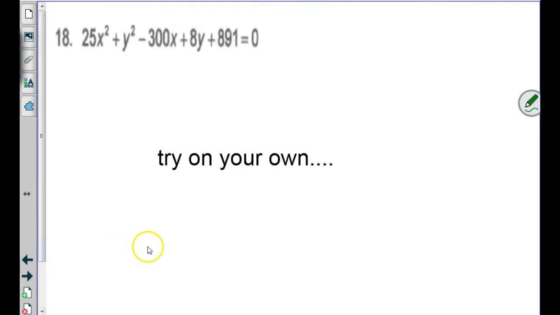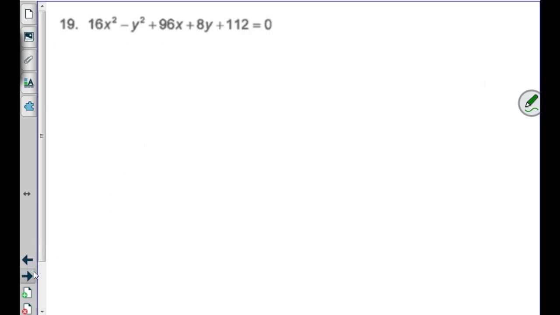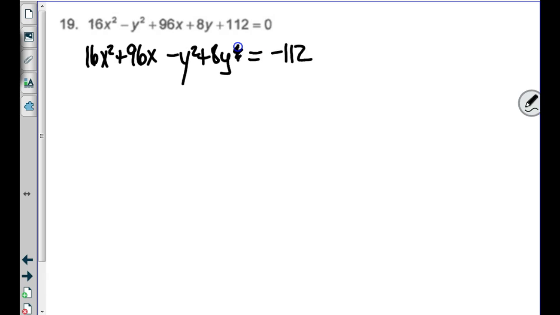We're moving on, completing the square. This is, wait, this is another ellipse. I don't want to do this one. Is there a hyperbola one? Yes, I want to do 19. Let's look at 19. This is the hardest one for students to do because when we gather the x's, those are positive, right? Then we have a minus y squared plus 8y, and we're going to move that negative 112 over the other side.